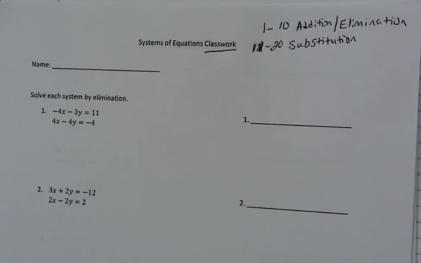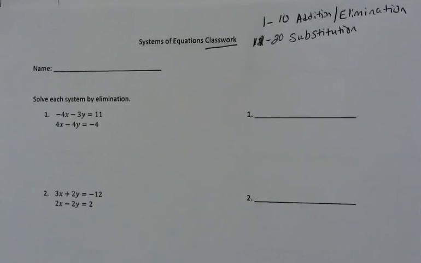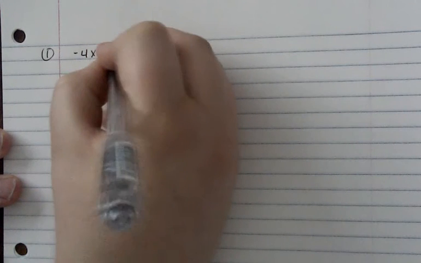We are going to be doing these problems on scratch paper just because I don't feel like there's enough room for me to effectively teach you on these handouts. So I'm going to work this on scratch paper. So number 1 said that I had negative 4x minus 3y equals 11. And then 4x minus 4y equals negative 4.